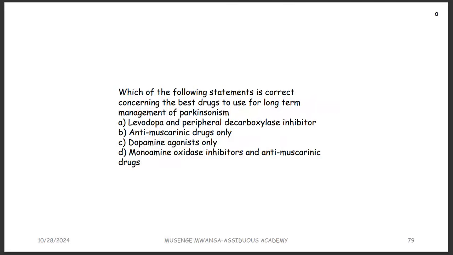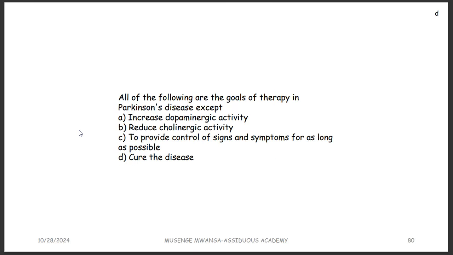Yes, A. Which of the following statements is correct concerning the best drug used for long-term management of Parkinsonism? Levodopa and peripheral decarboxylase inhibitor, antimuscarinic drug only, dopamine agonist only, monoamine oxidase inhibitor, and antimuscarinic drugs. Anyone with this one? Thank you so much. So that's right according to Dr. Mwenda's notes. The first one is going to be the antimuscarinic and the rasagiline. And then what you use later on is levodopa and the carbidopa.